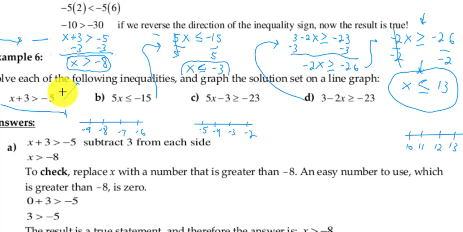And it's an open circle, because it's not less than or equal to. So I draw an open circle around negative 8, and x is actually greater than negative 8, so I draw an arrow going in that direction.